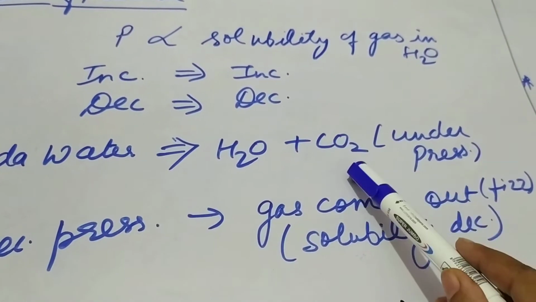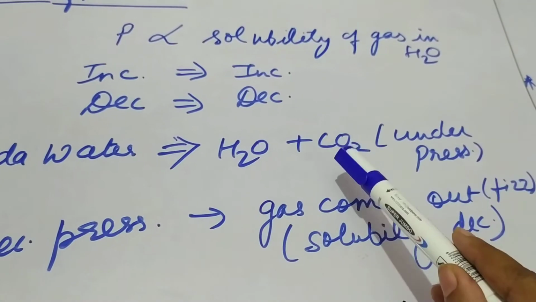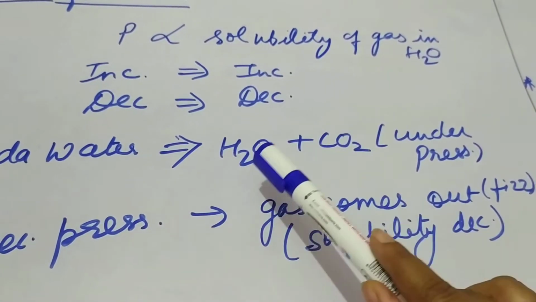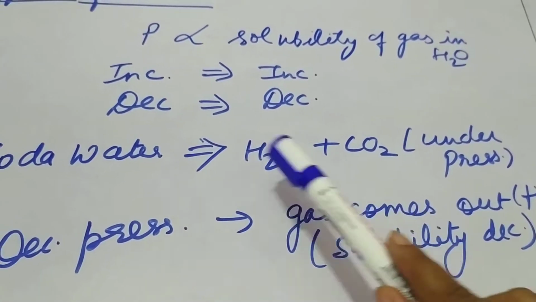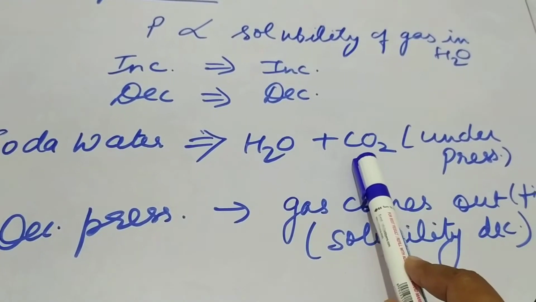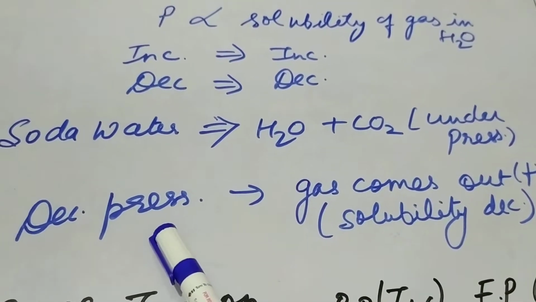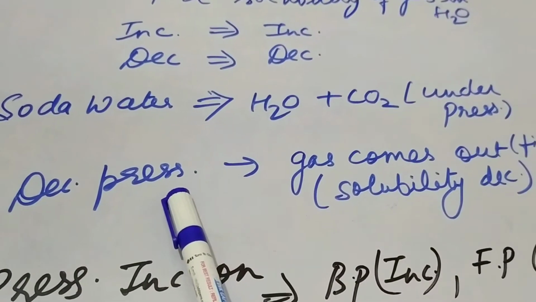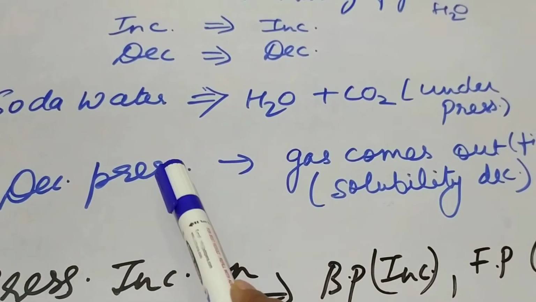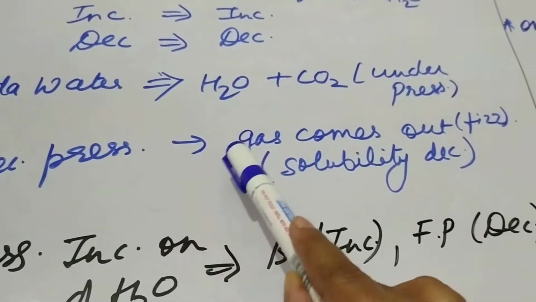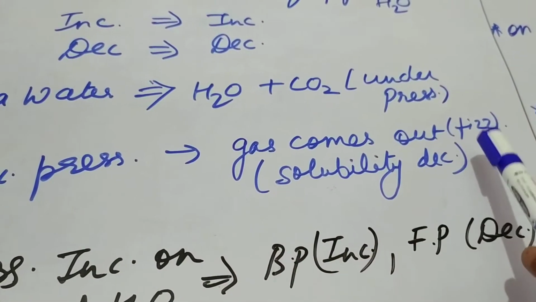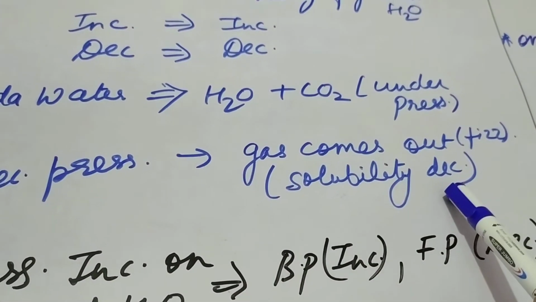Under pressure, CO2 is sealed in the water bottle to give you the soda water, and the taste of the soda water is due to this dissolved carbon dioxide. Now, as soon as we open the bottle of soda water, that is, we decrease the pressure by opening the cap of the bottle, then the gas will come out in the form of a fizz. Why? Because the solubility of the gas will decrease.